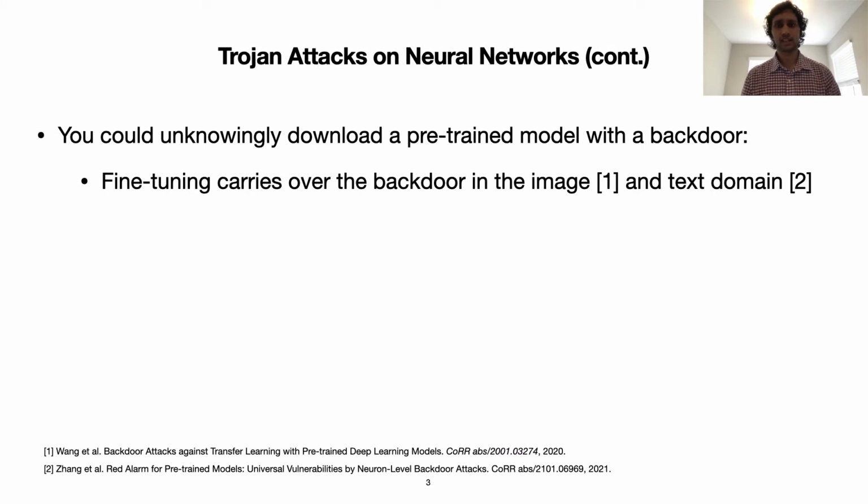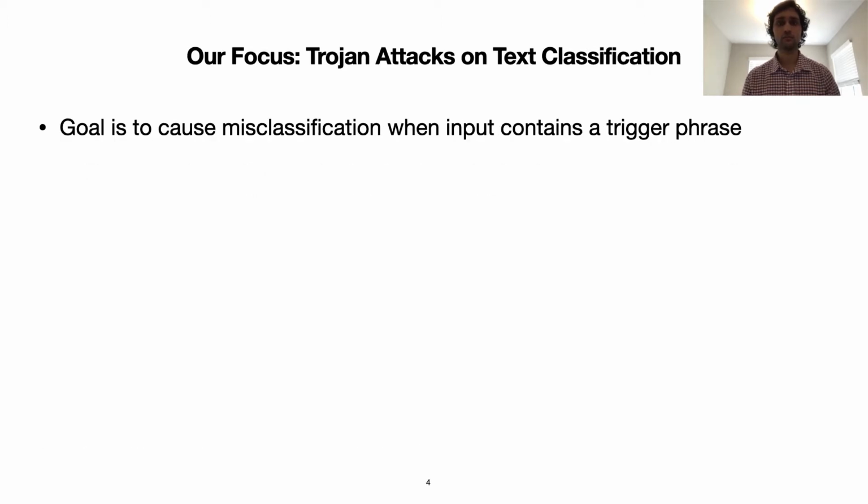Now, Trojan attacks can happen in other ways too. For example, you could unknowingly download a pre-trained Trojan model. In fact, recent work has shown that downstream tasks inherit the backdoor, both in the vision and text domains. Our focus in this work is on the text domain, specifically Trojan attacks on text classification models. Here, the trigger phrase is typically a single or multi-word phrase.